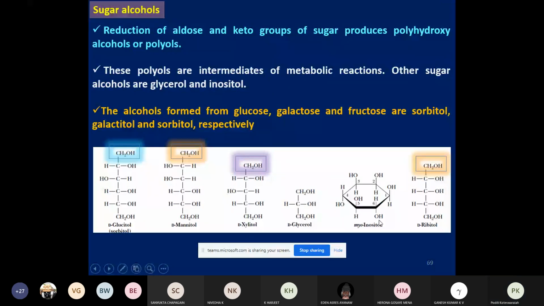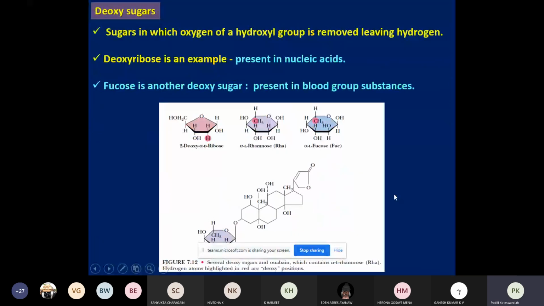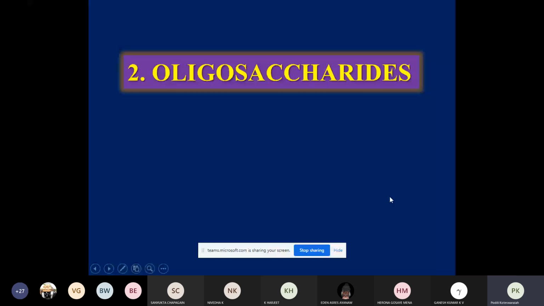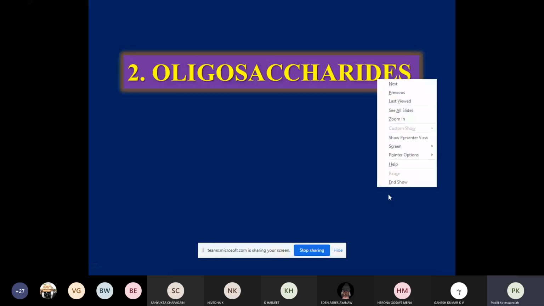And these are about the reactions of monosaccharides. These are important. Now coming to the disaccharides.